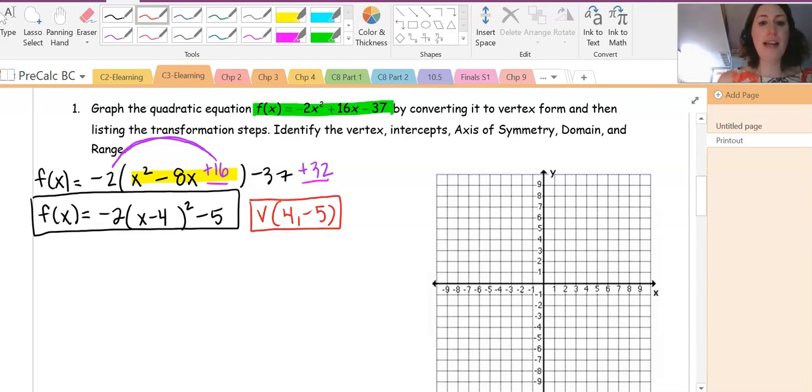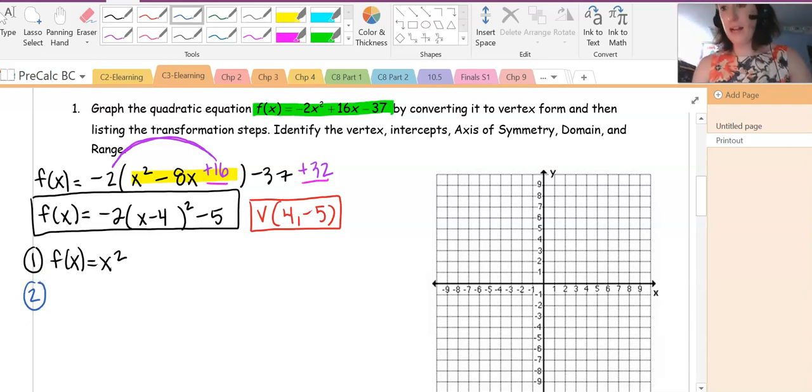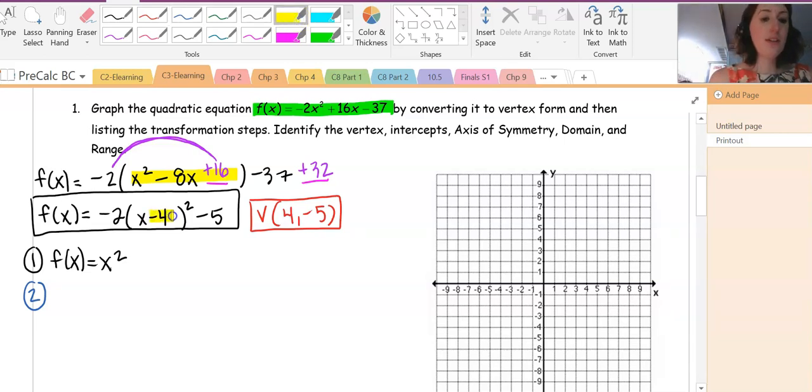Now let's go ahead and list the transformation steps. I guess I was supposed to do that first. Oh well. Your original function would just be x squared. That's our parent function. And then we'll just go down the lines of what each transformation would be. So remember our PEMDAS of graph transformation. You'll start with your horizontal shift, which is this guy. So that's going to be f of x equals x minus 4 squared. And I do want you to put that it's right 4.